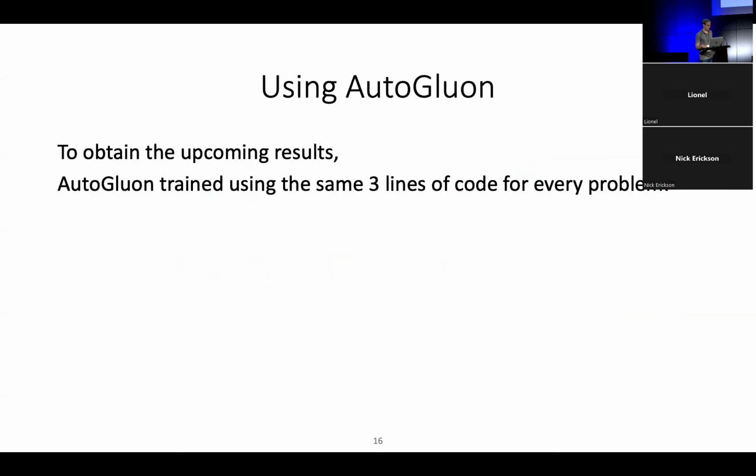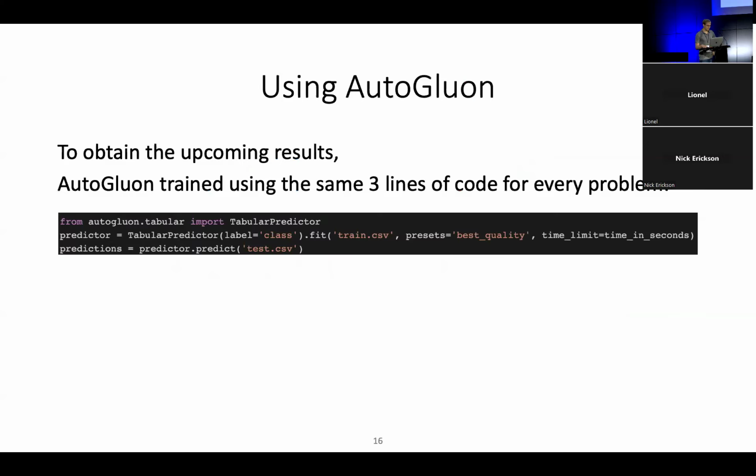So to use AutoGluon, you can use these 3 lines of code and it will serve you quite well. Basically, this is in Python: from AutoGluon.tabular, import TabularPredictor. Initialize the TabularPredictor by specifying the label column you want to predict, such as class. Call .fit, specify your training data, either a pandas data frame or the path to the file. Specify your preset, for example, best quality, and specify how long you want to wait for the result.